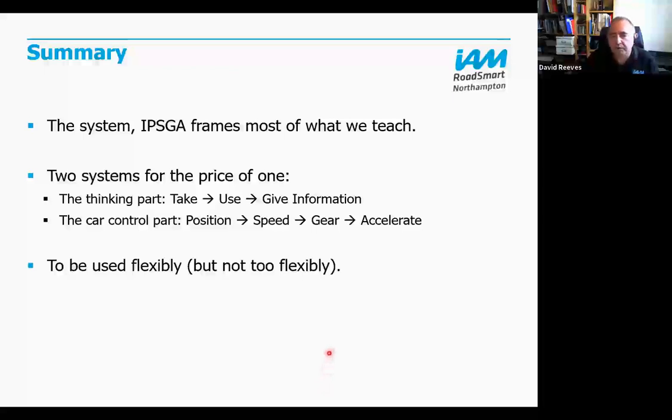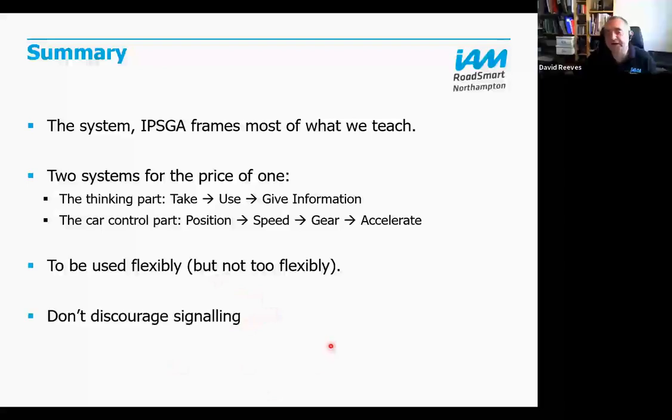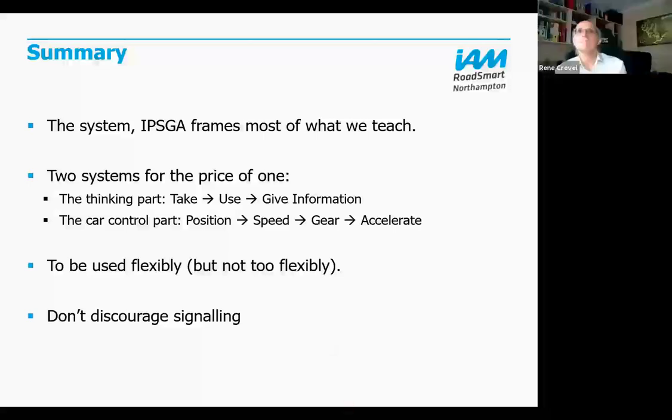By the end of our training, we want the associate, the driver, to be able to use the system flexibly, but not too flexibly. We still want them to carry on doing the system wherever possible. And finally, don't discourage signaling. And that's me done.